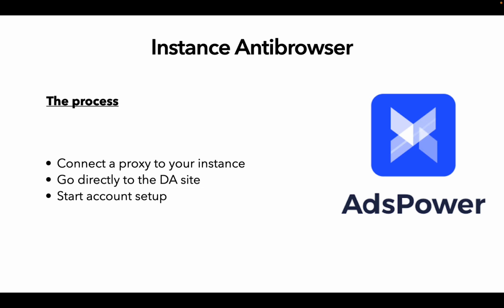Once you've got the proxy set up on your anti-browser, you can go straight to the dating app site you want, start setting up the account, warm up and swipe away. That's all there is to it.